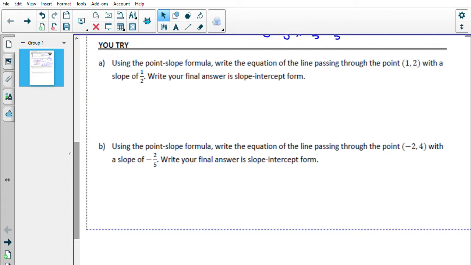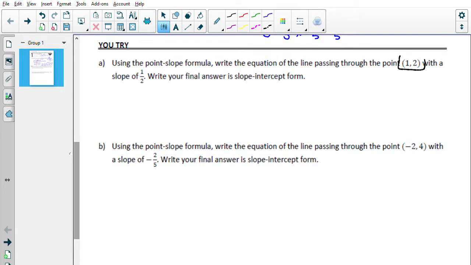Okay, so now let's try these two questions that you had to work out. Use the point slope formula to get an equation of a line that passes through the point (1, 2). This is going to be my point in the point slope equation, x1, y1. And we're going to have a slope of a half. That is the m in my point slope equation. Remembering that the formula is y minus y1 equals m times (x minus x1).